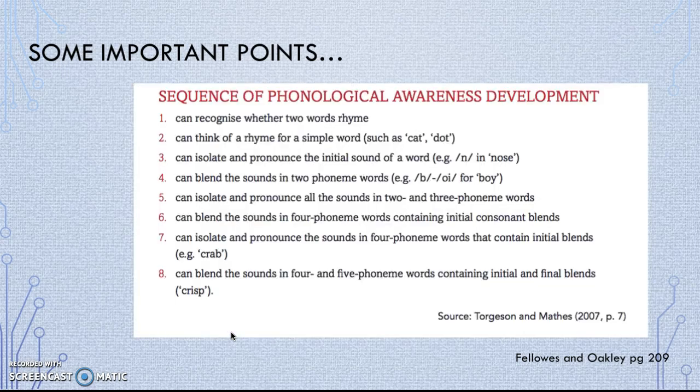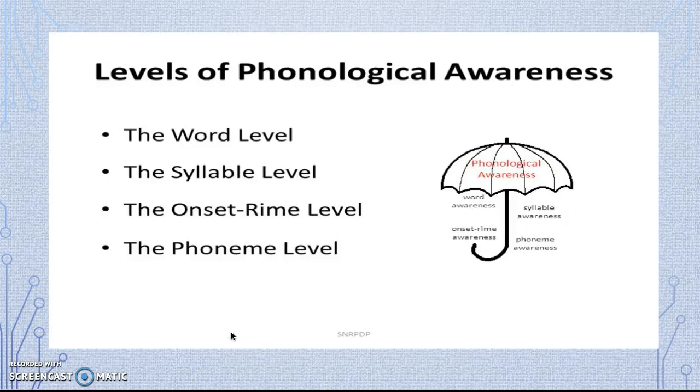On page 209 of Fellows in Oakley, you'll find a developmental sequence of phonological awareness. There are 4 different levels of phonological awareness: word level, syllable, onset rhyme, and phoneme awareness. Some of these levels need to develop before reading can really take off, and ideally the 4 levels should be mastered by the end of the first year of school. Let's have a look at word level first.